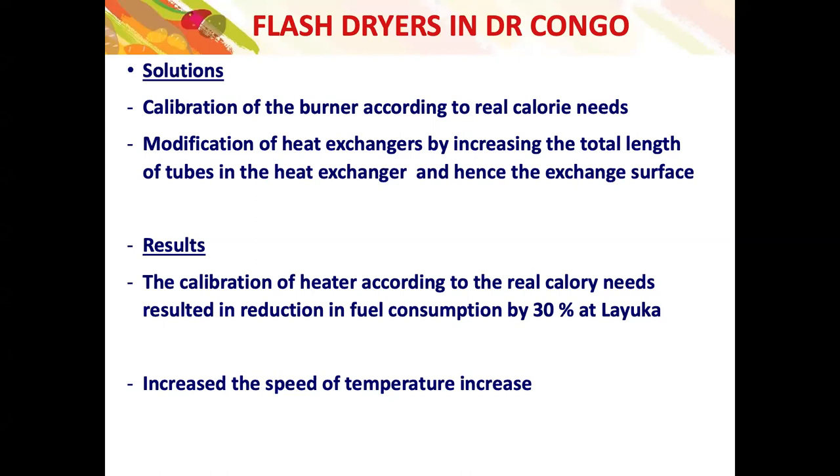And after that, some of these modifications were made. Layuka found that by modifying its heat exchanger, it reduced its fuel consumption by almost 80%. Also, the air velocity was a little bit increased, so the temperature could reach about 150 in a few minutes.